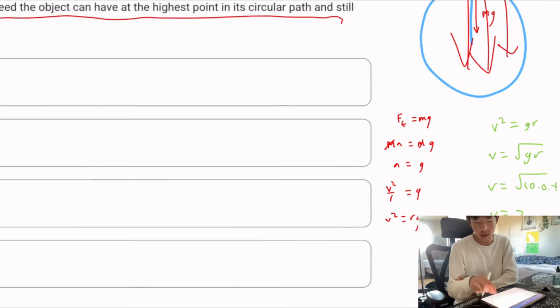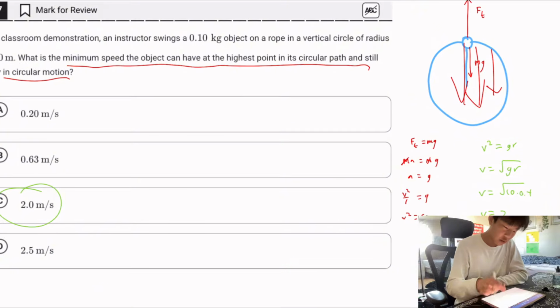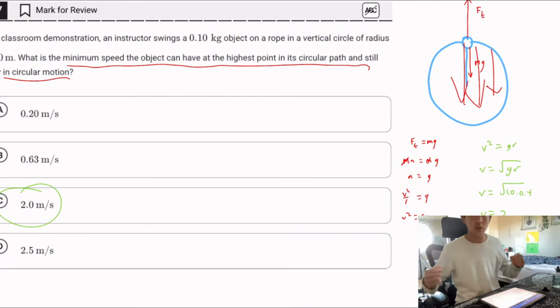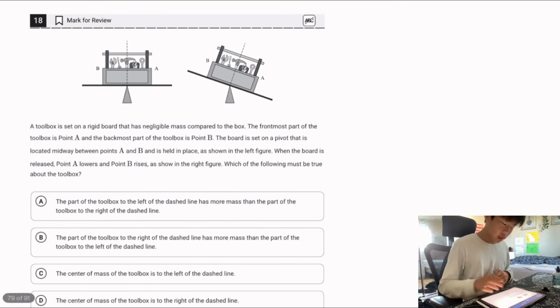If you look on the AP Physics 1 formula sheet, a equals v squared over r. And we're given r, so perfect. Let's go. Okay? Very conceptual. If you got this right, let's go.